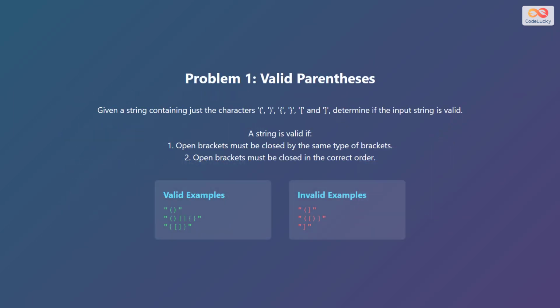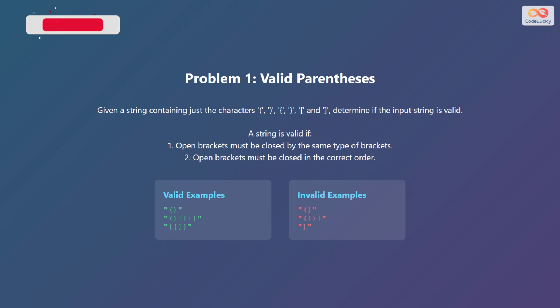Let's dive into our first problem, valid parentheses. Given a string containing just the characters parentheses, curly braces, and square brackets, we need to determine if the input string is valid. A string is considered valid if each open bracket is closed by the same type of bracket, and if the open brackets are closed in the correct order.